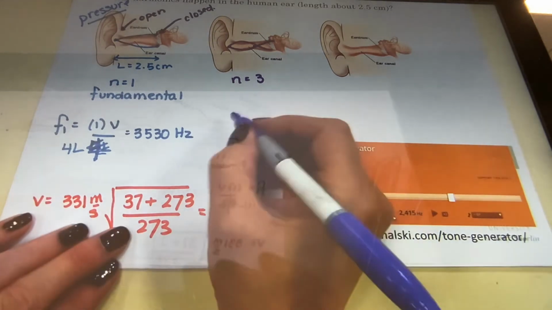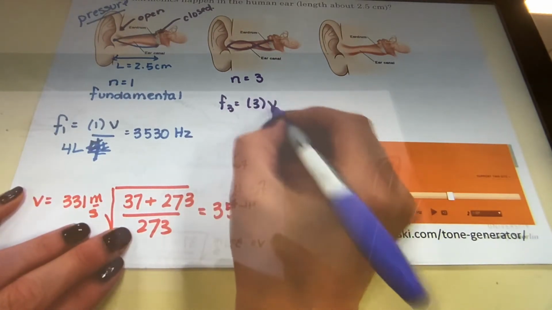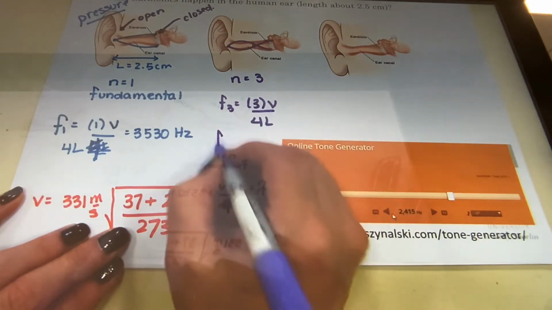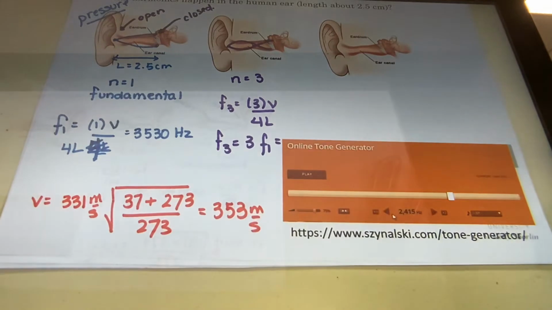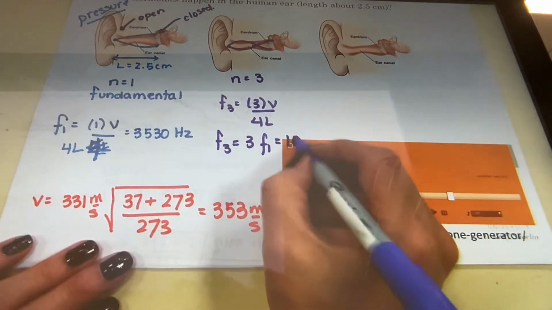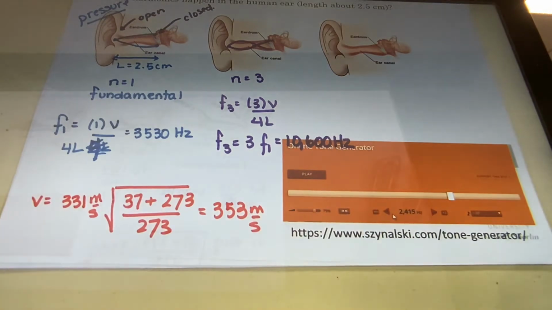2 ways to calculate it. You could say F3 equals 3 times V over 4L. Or you could say F3 equals 3 times F1. They'll both give you the same answer. And you should get 10,600 hertz. Okay, so when you play a tone of 10,600 hertz, you should see a standing wave in the ear canal. This one is still audible.